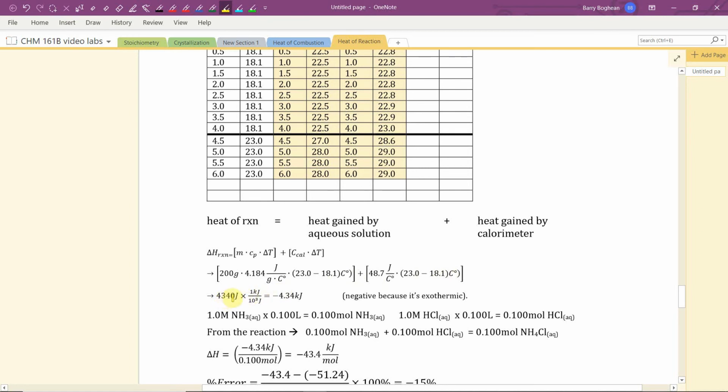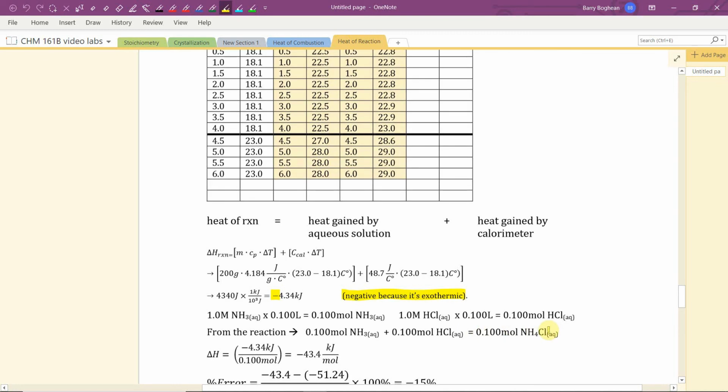4340 joules. We want to convert that to kilojoules, so divide by 1,000. Note that I changed the sign to negative because it is exothermic. Now that's the heat of reaction. For our reaction, we used 0.1 liters of 1 molar ammonia and 0.1 liters of 1 molar HCl, which means we had 0.1 moles of ammonia reacting with 0.1 moles of HCl. From the balanced equation, 0.1 mole of ammonia plus 0.1 mole of HCl produces 0.1 moles of ammonium chloride. So our value is for 0.1 moles of ammonium chloride.